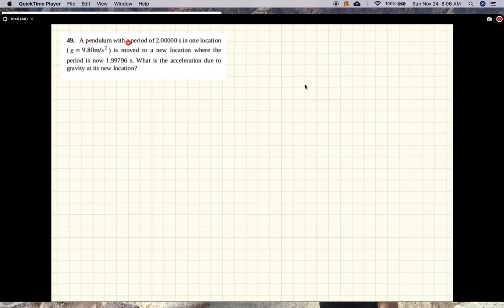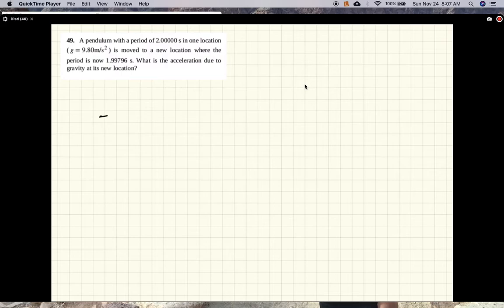This problem says a pendulum with a period of 2 seconds in one location, where g is 9.8 meters per second squared, is moved to a new location where the period is 1.9796 seconds. What is the acceleration due to gravity at this location? So you see, from using a pendulum, if you can measure time accurately enough, you can find g at different locations.